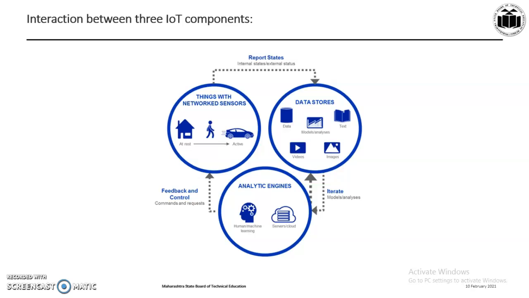As you can see in this diagram, the three components, sensors, connectivity and data processing, are interrelated to each other. In this figure, we will see how these three components interact with each other. It starts with networked sensors, which report the status of things, that is devices, to data stores. Then further analysis is done on this data, and as per the analysis, a feedback signal is generated by which the devices can be controlled.